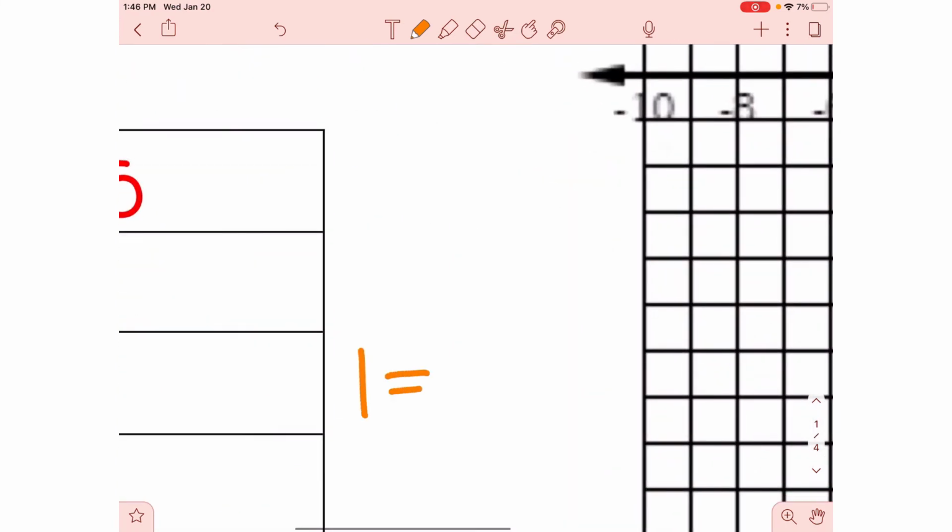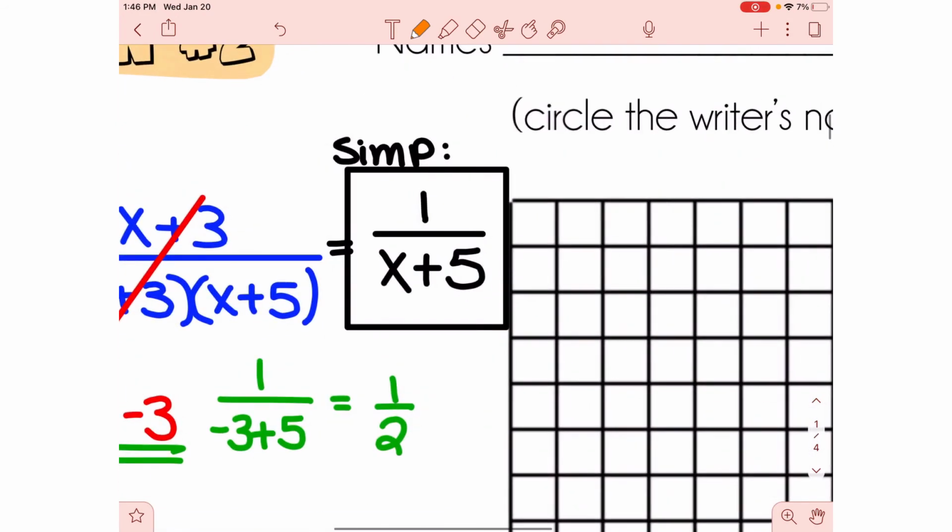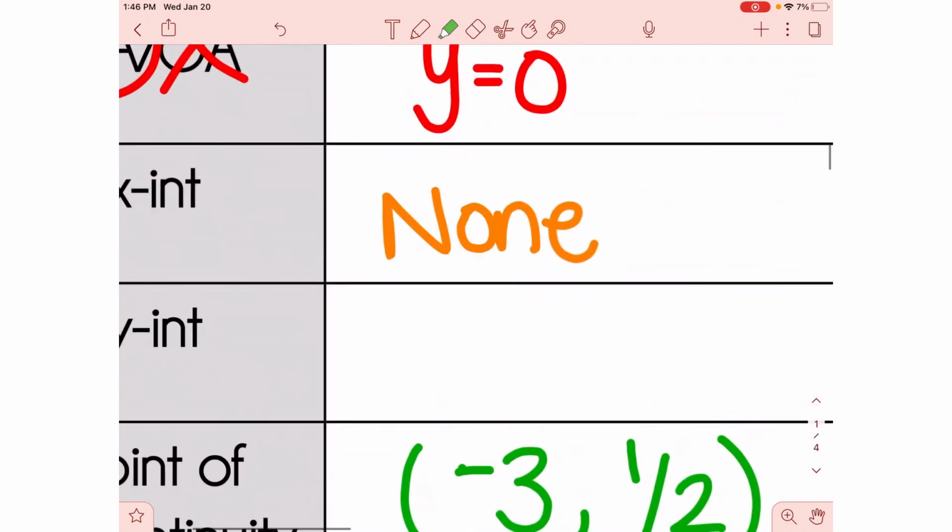Now, for the x-intercept, you set the top equal to 0, but 1 doesn't equal 0. This signifies that there will not be an x-intercept, and then the y-intercept is still the ratio of the constant. So 1 over 5 is, in fact, the y-intercept.